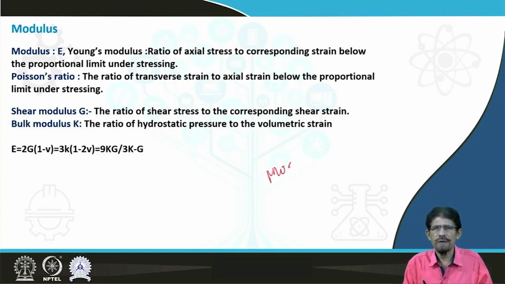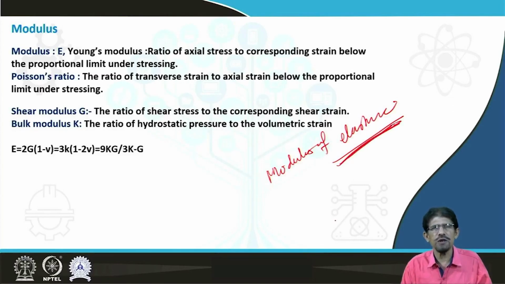Modulus of elasticity, because we measure the modulus within the elastic zone of the stress-strain characteristic. If we look at the Poisson's ratio, as per the concept it is the ratio of transverse strain or lateral strain with respect to axial strain within the proportionality limit under stressing, or within the elastic limit.